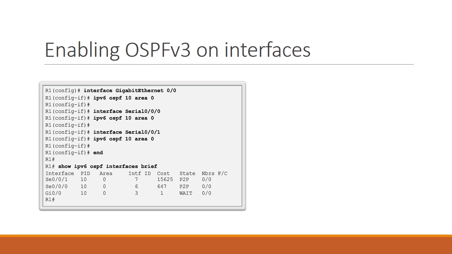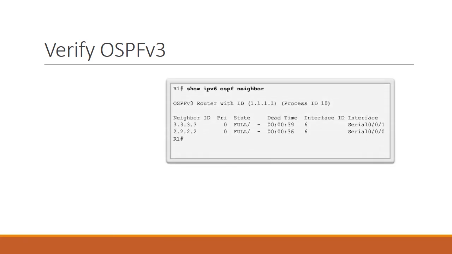Verify OSPFv3. We use show ipv6 ospf neighbor to verify that the router has formed an adjacency with its neighboring routers. Now we are talking about the fields. Neighbor ID: the router ID of the neighboring router. Pri: the OSPF priority of the interface, the value used in the DR and BDR election. State: the OSPF state of the interface. Full state means that the router and its neighbor have identical OSPF LSDBs. The dash indicates that no DR or BDR is required because of the network type.